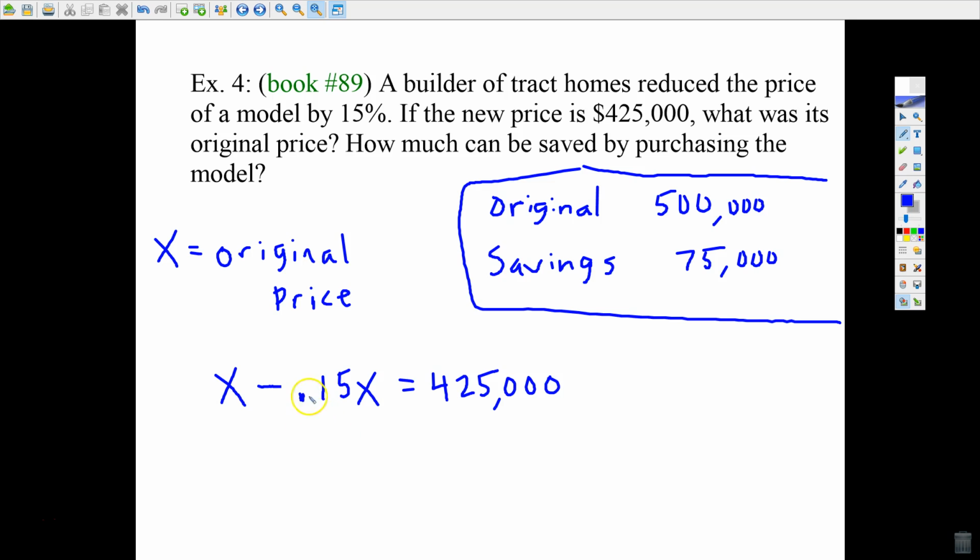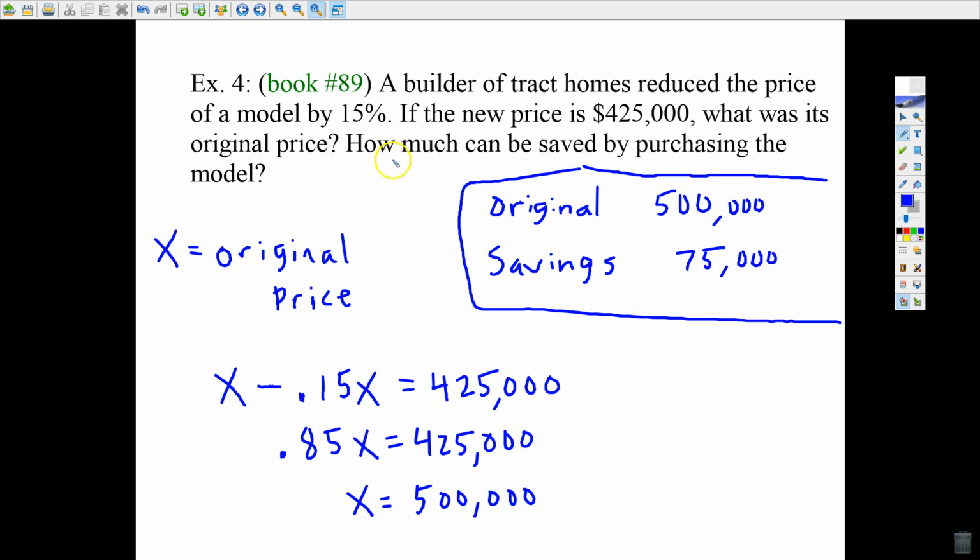All right. A big part of this exercise is how to define a variable and then how to write the equation. So how do we combine like terms here? 0.85x is 425,000. So what do we get when we divide? Anybody have that? 500, so we're right.